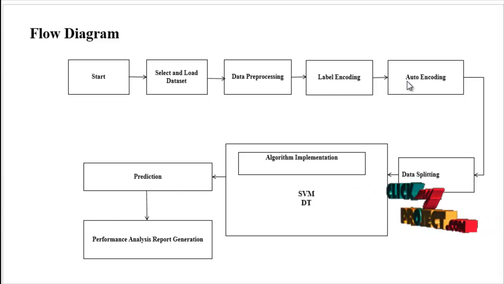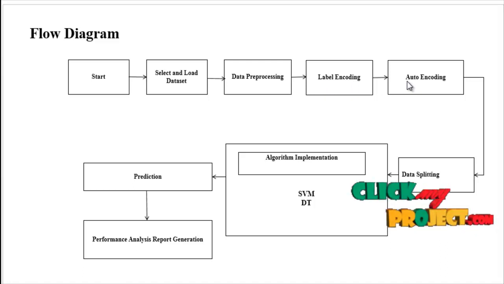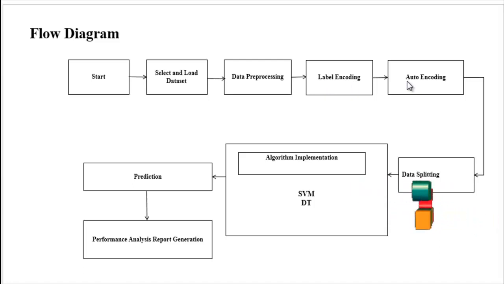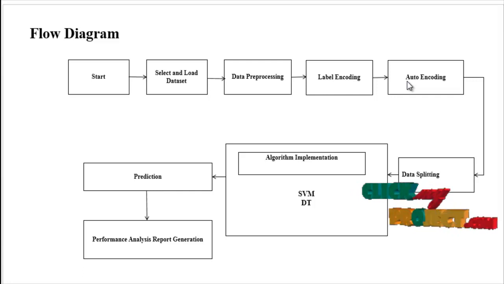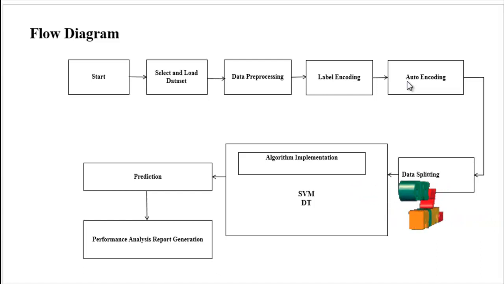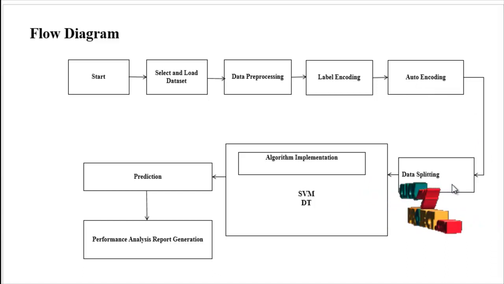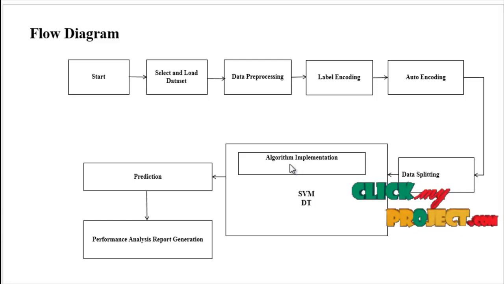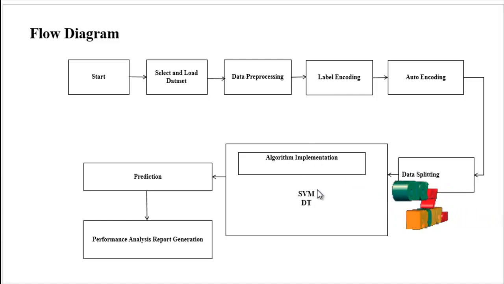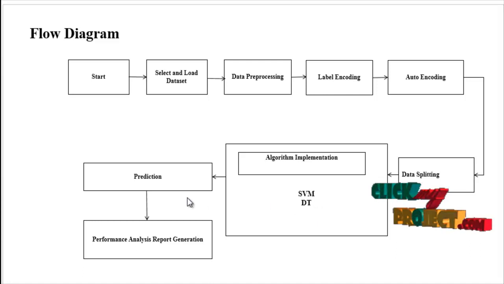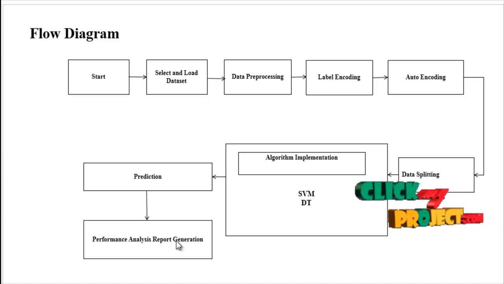Autoencoding. Autoencoding is a neural network process that has input, hidden layers and output. Its purpose is dimension reduction, to find the best features of the given data. Data splitting. Data is split into training and testing data. Algorithm implementation. Support vector machine and decision tree. Prediction and then report generation.